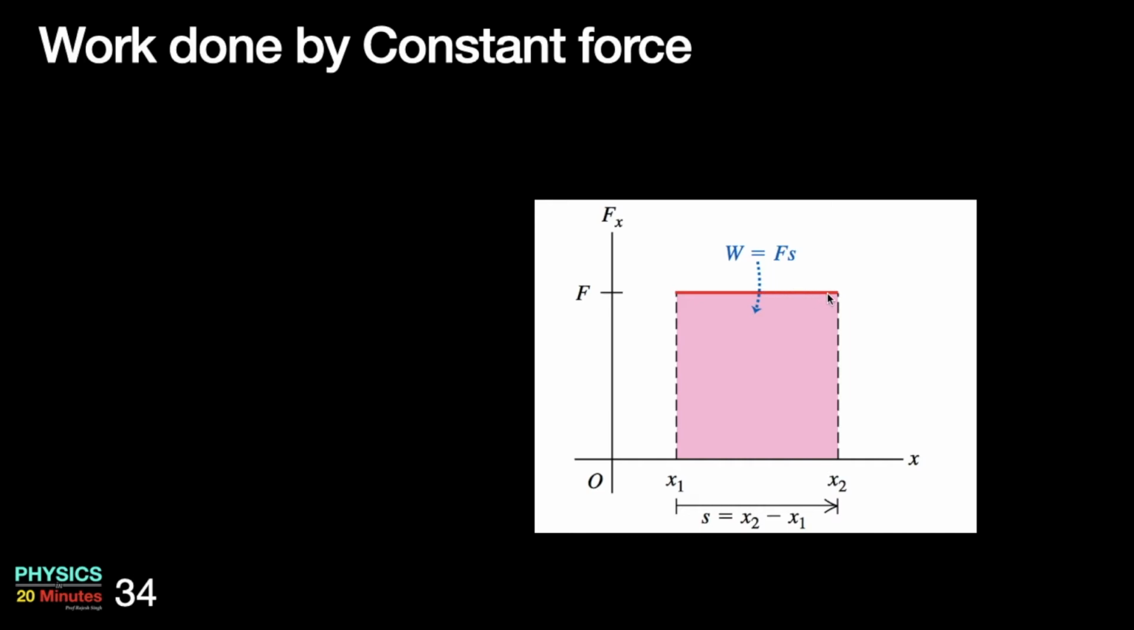Now work done is nothing but force into displacement. You multiply the two and you get the work. In this graphical representation, force is this height on the y-axis, and displacement is this distance from here to here, which is x2 minus x1. So the product of force and displacement will give me this shaded area, the shaded area in pink color.